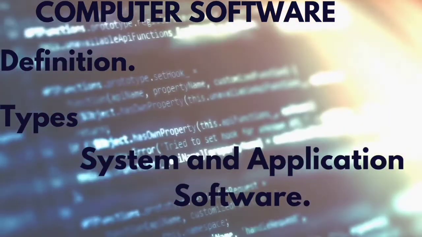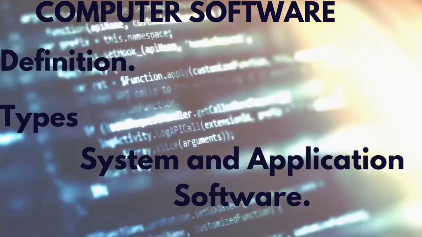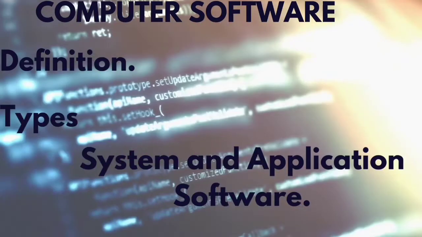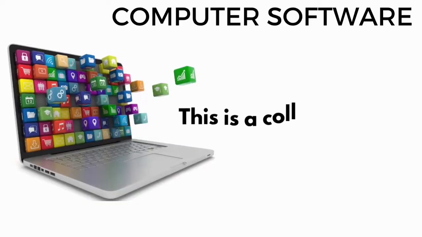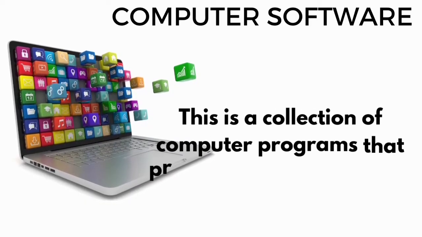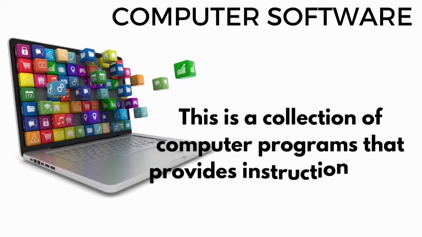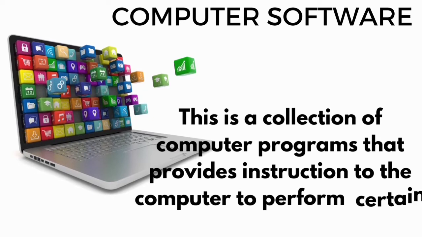Under this topic, we are going to be looking at the definition of computer software and the types of computer software, which are the application and system software. Now, what is computer software? Computer software is a collection of programs that provide instructions to the computer to perform certain tasks.